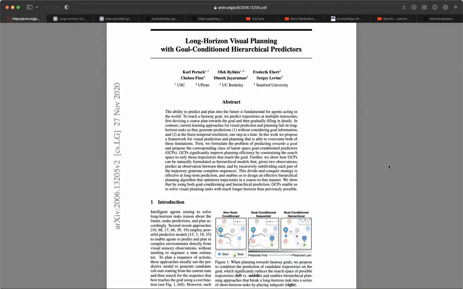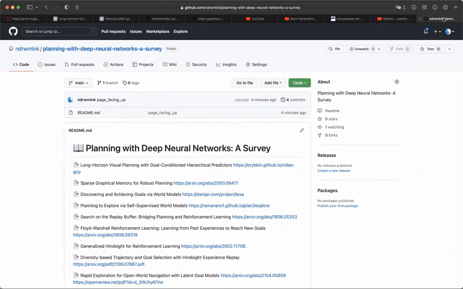Hi, I'm Andrew, and together with Aditya, one of the authors of the paper, we will discuss this paper, Long Horizon Visual Planning with Goal-Conditioned Hierarchical Predictors. This discussion will contribute to our survey paper, Planning with Deep Neural Networks.